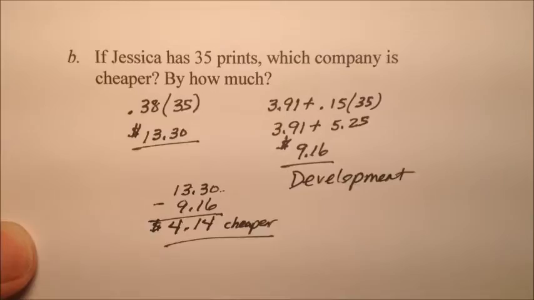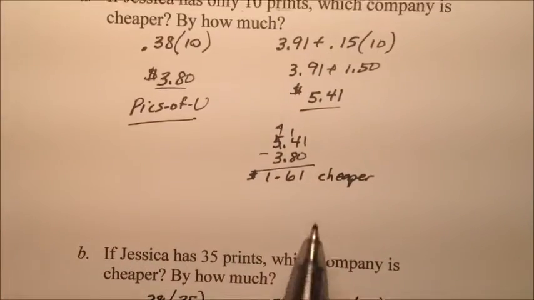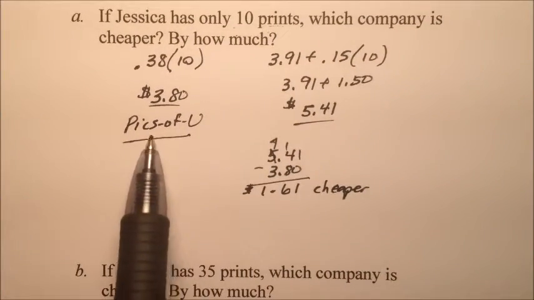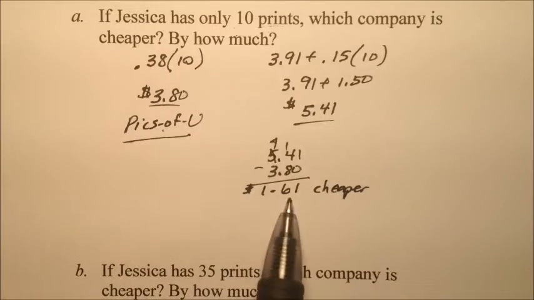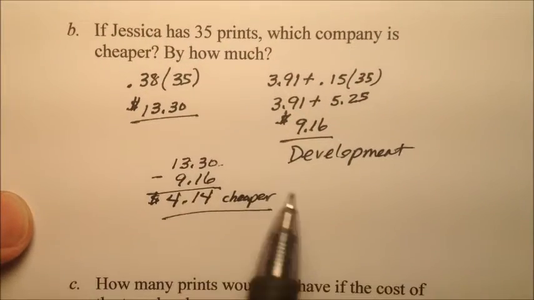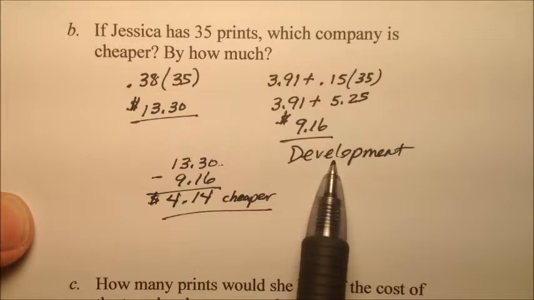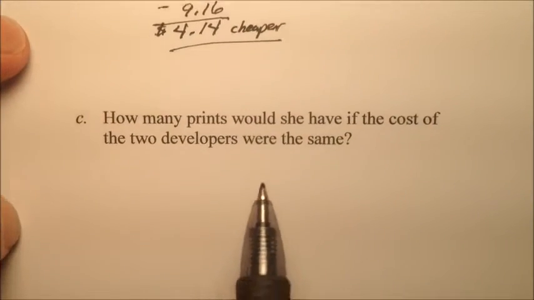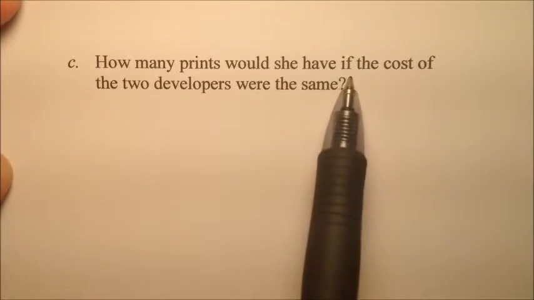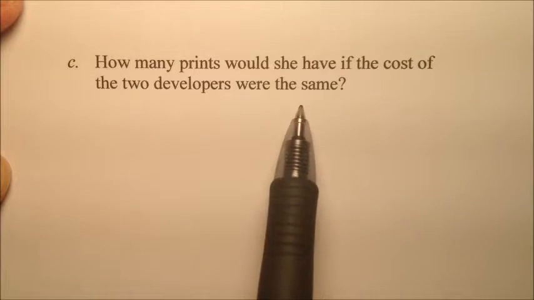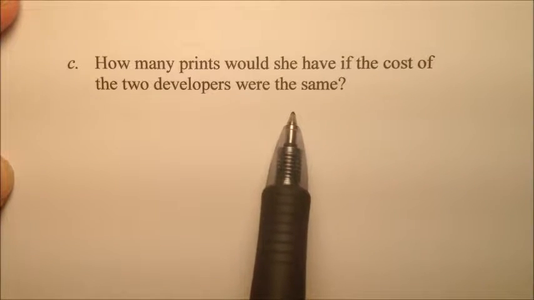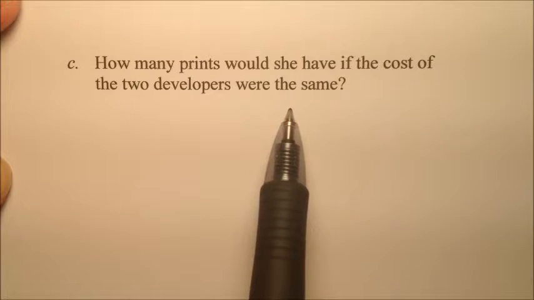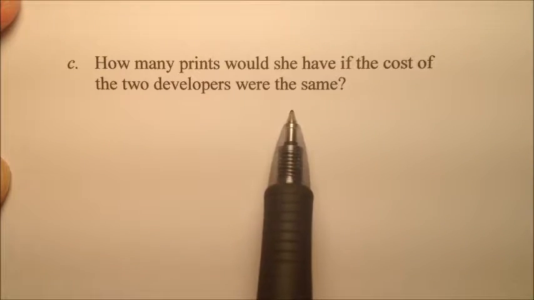So notice again, in the first part, we only were printing 10 prints, and Pics of You was cheaper by $1.61. Part B, we had 35 prints, but development was cheaper at $4.14. So it depends on how many prints you're doing as to which company you should go to. And part C says, now how many prints would she have if the cost of the two developers were the same? So at what point, or what is that boundary where Pics of You goes from being cheaper to development goes to being cheaper, and at what point are they the same cost?